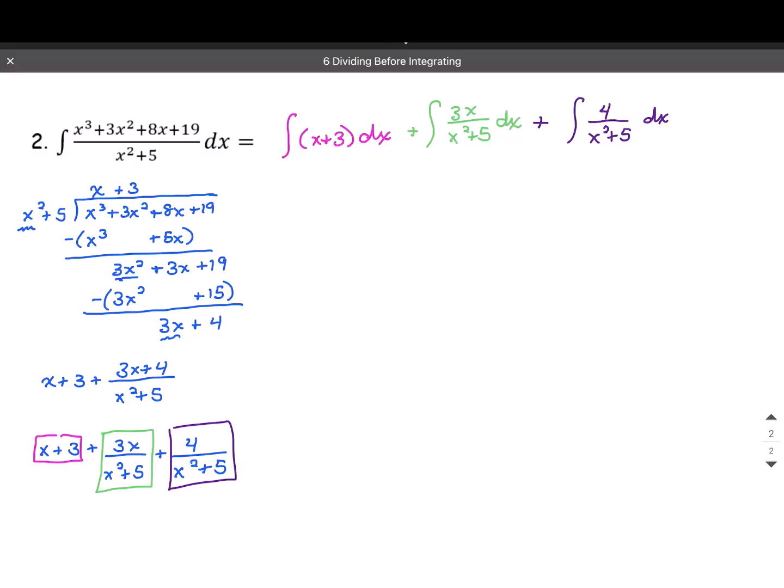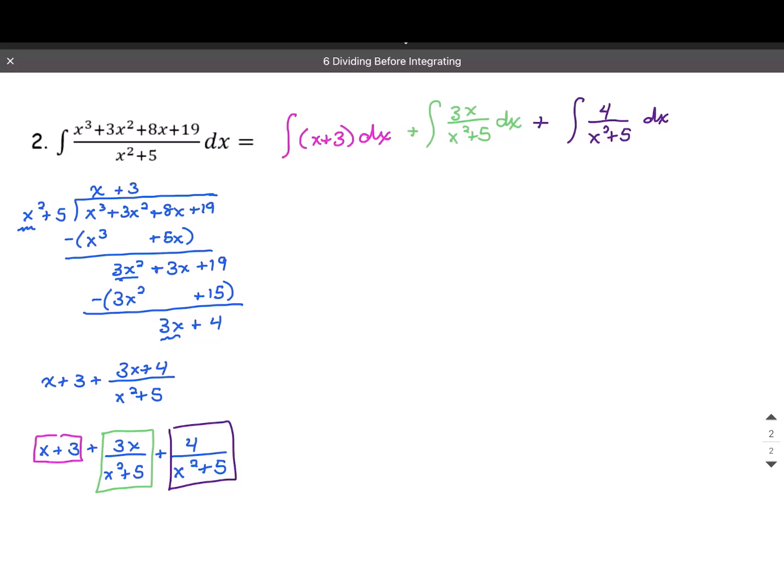Otherwise, for the pink integral, we have to have a plus C1. For the green integral, we have to have a plus C2. For the purple integral, we have to have a plus C3. And then we add them all together, and all of them together become a plus C4. That's crazy to have four integrals. It's easier to wait.